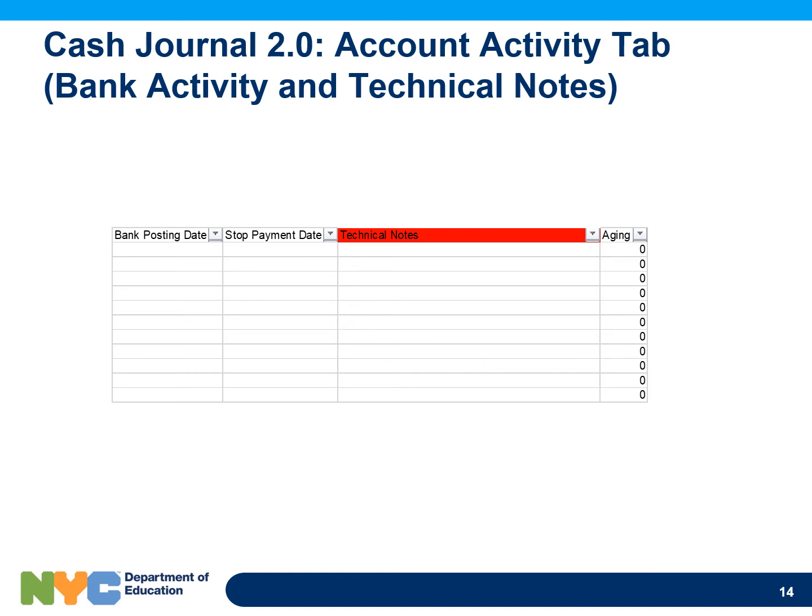The Technical Notes column, here you will receive warnings if a check will bounce due to insufficient funds, or if there is an overall negative balance, among other warnings. The Aging column, this column will show the age of an outstanding check.